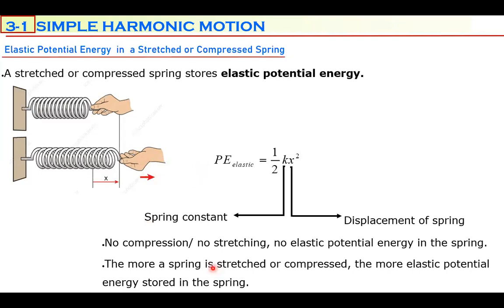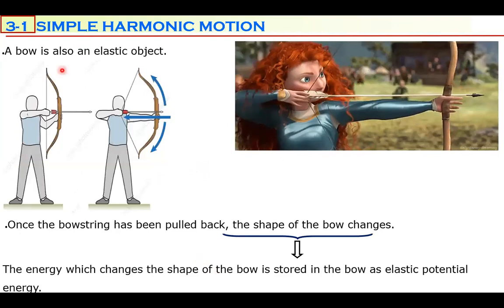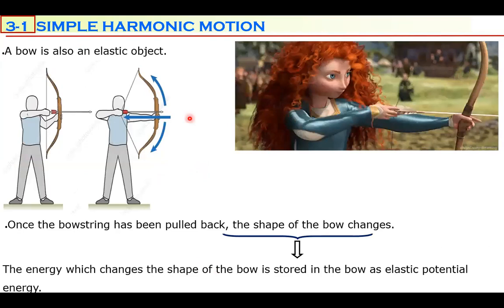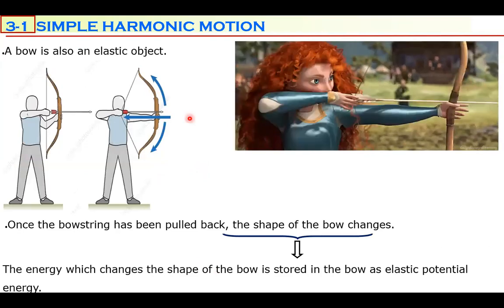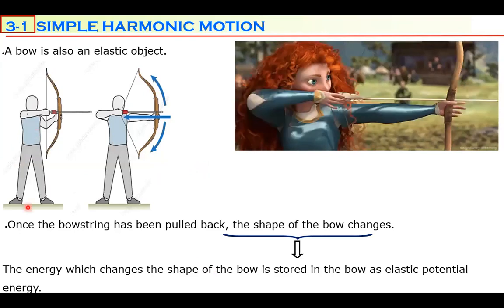And this is an example in your book which is explained, the bow, string and arrow example. So a bow is also an elastic object.